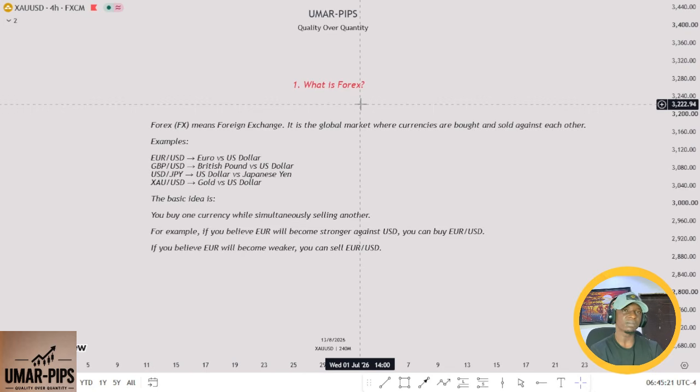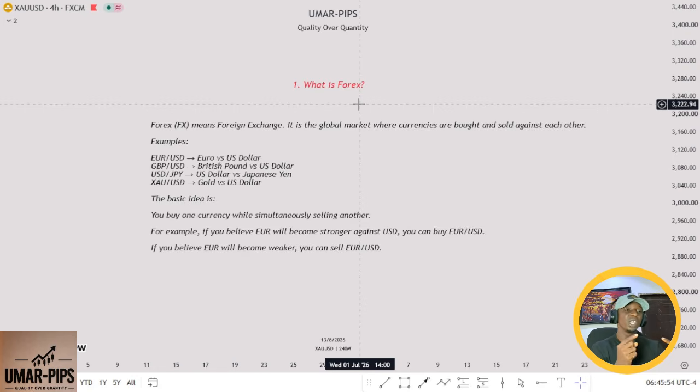GBP/USD, that is Great British Pound versus US dollar. USD/JPY, that's US dollar versus Japanese yen. Gold versus US dollar. The basic idea is you buy one currency while selling another currency at the same time. Instead of buying this currency, selling it, and buying this one again, selling it, you can do it simultaneously. That's the essence of forex trading, this online forex trading.